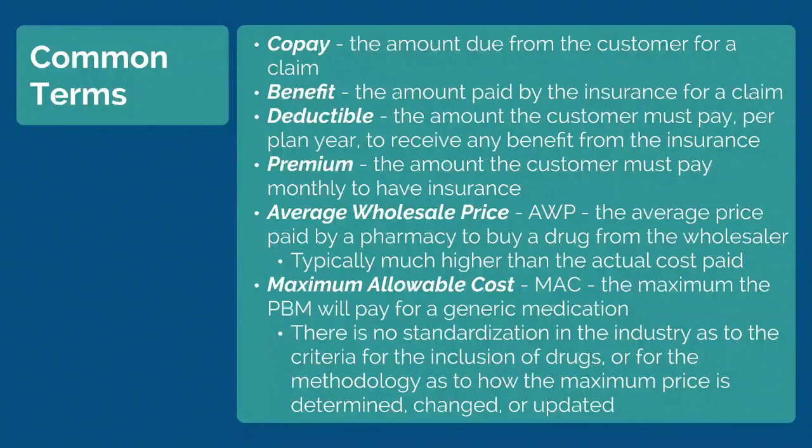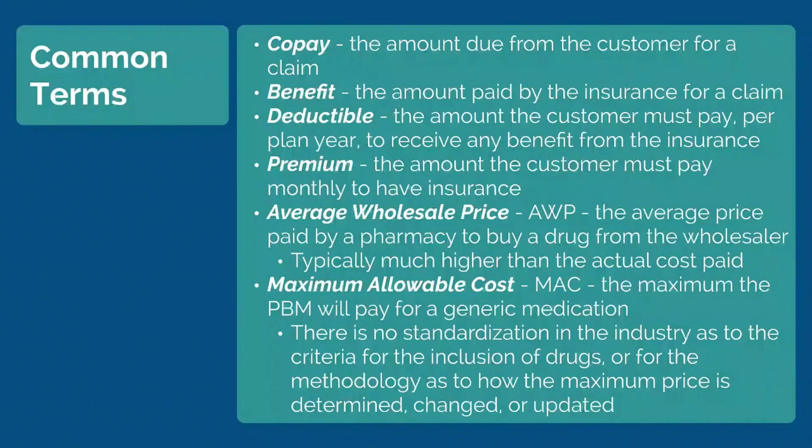You have deductible, which is the amount the customer must pay per plan year to receive any benefit from the insurance. So every year when the year restarts, the patient's deductible restarts. So you may have a patient that comes in on January 1st to get a medication and it comes out to be $200-300. It's typically because the patient has a deductible that they have to pay prior to the insurance company being willing to pay for anything. Sometimes that's $1,000, sometimes it's $1,500, which means they would have to pay for their medications up until they've paid $1,500 worth, and then the insurance company will start to help them.